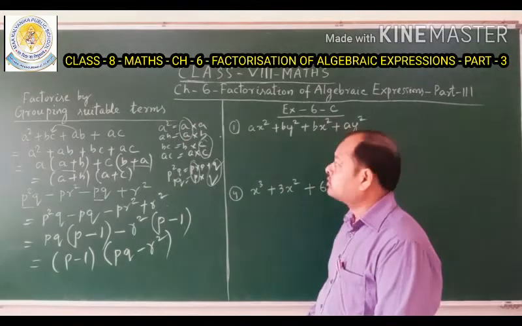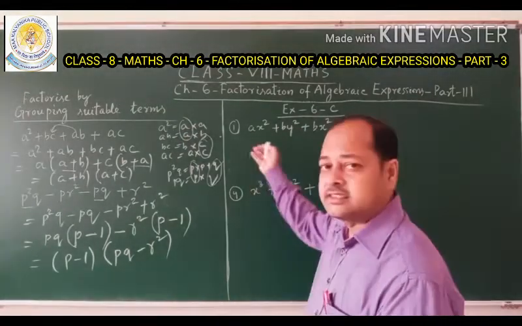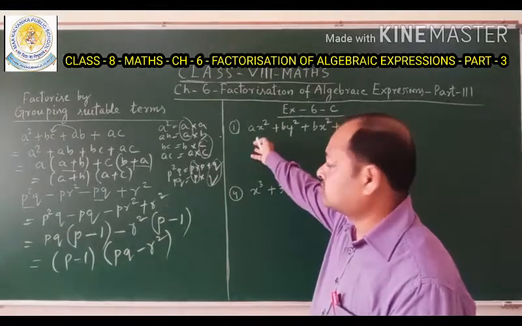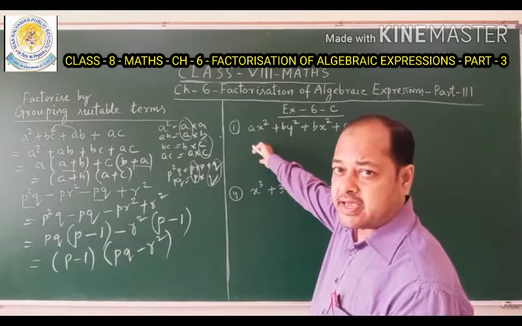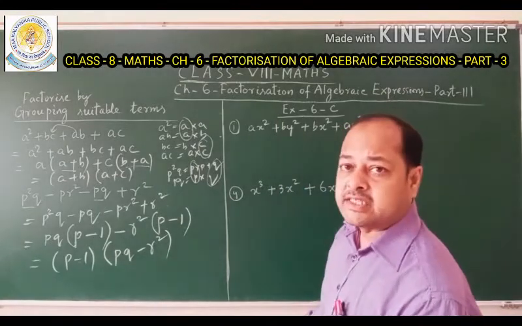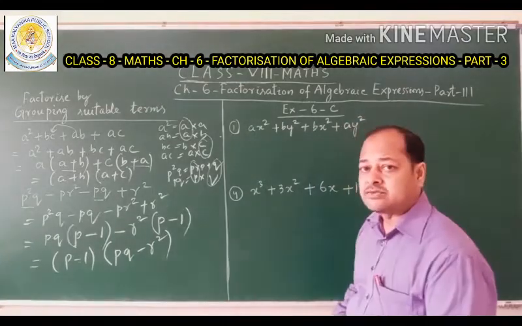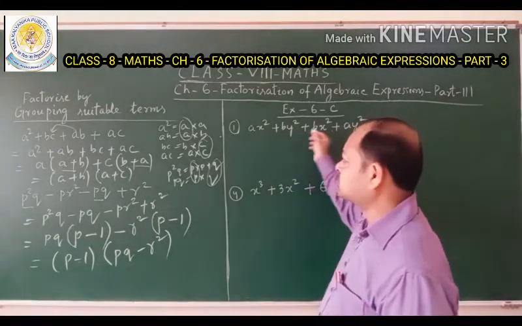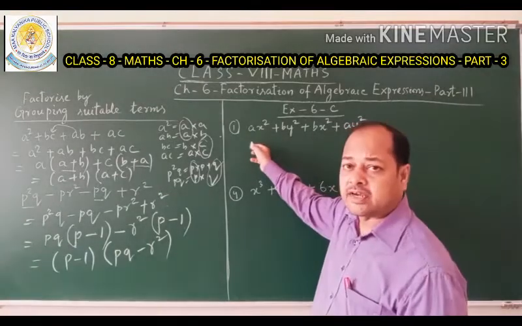Now from your book, the exercise 6c we are going to solve using this concept. Okay, so look at the first question. Here the first question is given: ax square plus by square plus bx square plus ay square. So from these terms we can rearrange it so that we get the common factor.